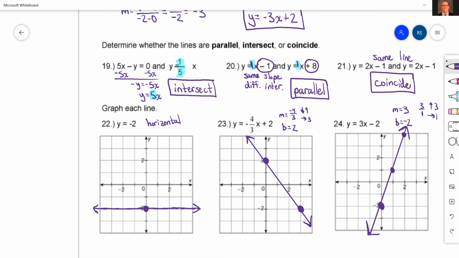Okay, so that's the chapter 2 or unit 2 review. Study it, know it, and good luck on the unit 2 test.